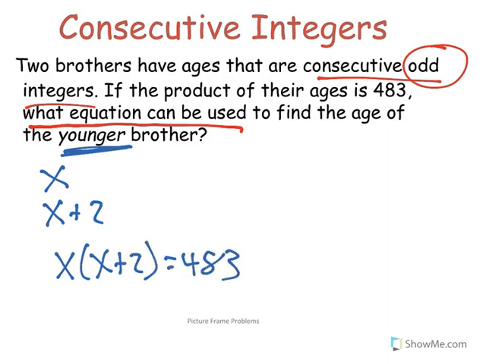Now what they sometimes do to kind of trick you is they'll say, what equation could we use to find the age of the older brother? Well, if x is the age of the older brother, we'd have to realize that the younger brother would then be x minus 2. And we do x times x minus 2 equals 483. So you just have to be careful. The problem itself is not hard, but we need to remember that consecutive even or consecutive odd have a difference of 2. So x and x plus 2 and x plus 4, or x minus 2 and x minus 4.